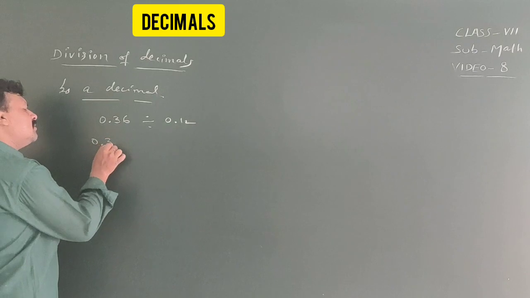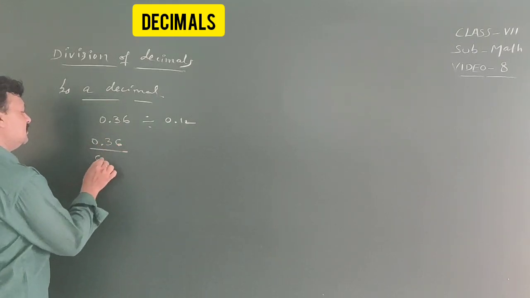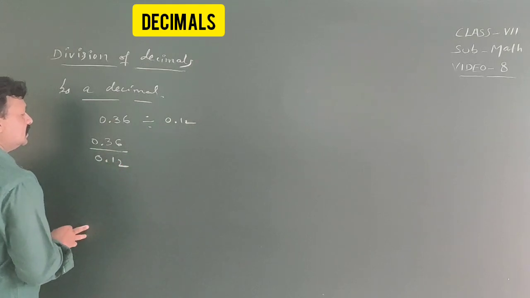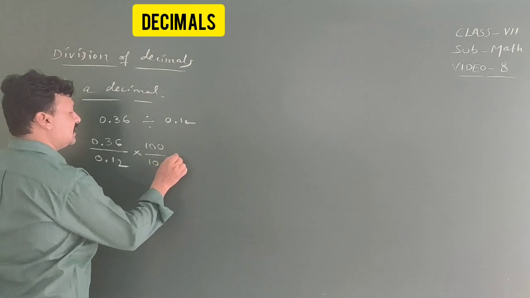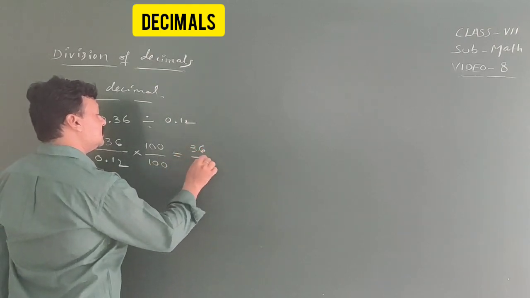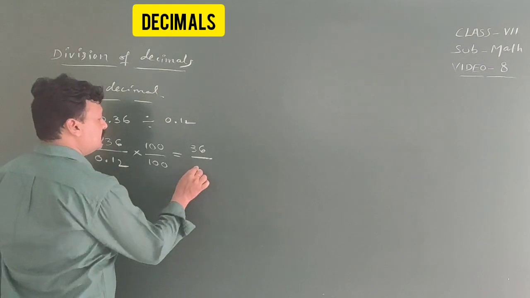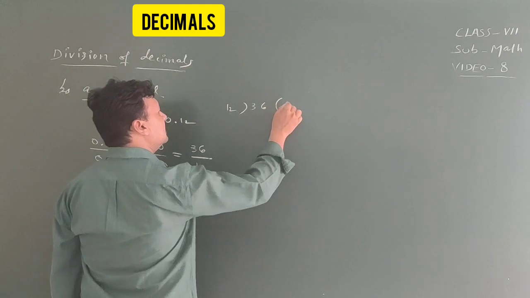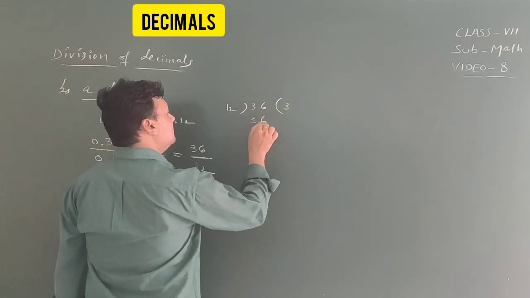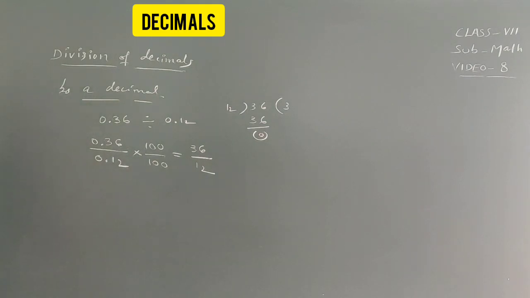Here 0.36 divided by 0.12. We have the same number of decimal places, that's why we multiply and divide by 100. Then 0.36 becomes 36 and 0.12 becomes 12. Now 36 divided by 12 means 3. We will get that as the quotient.